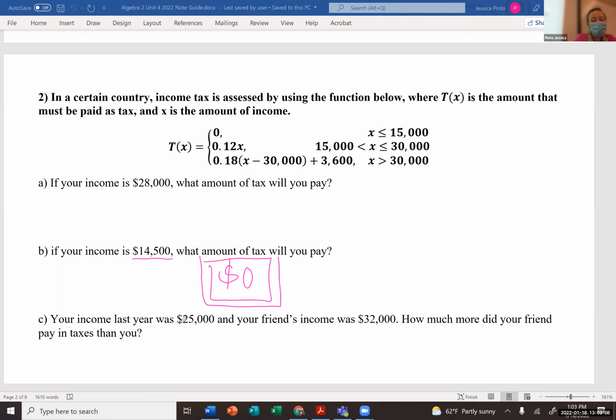And then here we've got part C. Your income last year was 25,000, but your friend's was 32,000. How much more did your friend pay in taxes than you? We're just going to run the numbers for both of these. So for 25,000, we need to figure out how much that person owed. So that's 0.12 times 25,000. And that's 3,000 altogether.